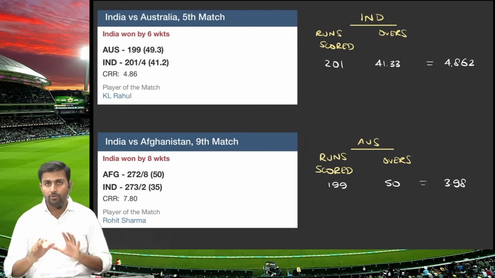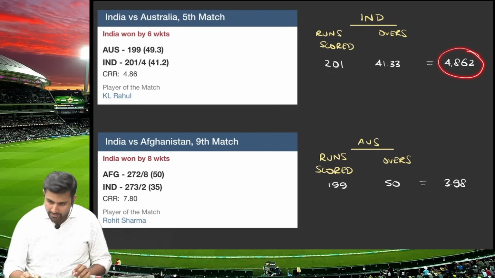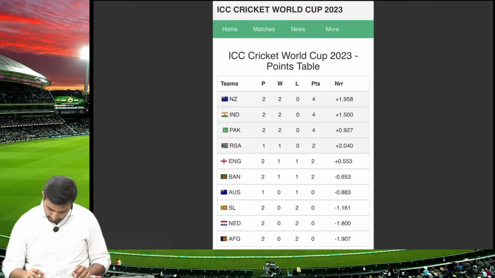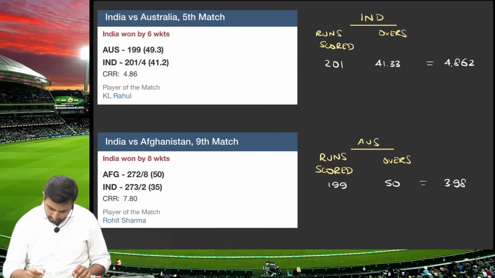So if there was only one match played, at the end of this match, India's net run rate would have been 4.862 plus and 3.98 minus. So how much is it? 4.862 minus 3.98. It is equivalent to 0.882. Which you can see here, 0.883. The difference is because of rounding off. If I take more number of digits here, it will come to an exact value.